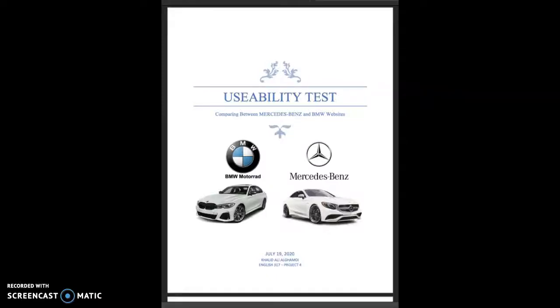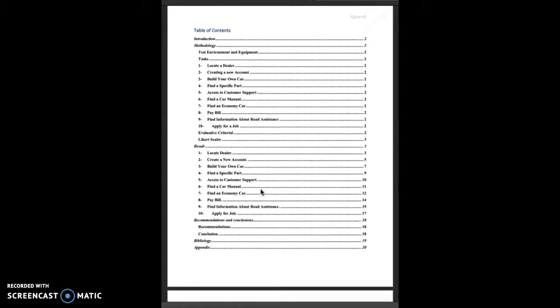I will talk about usability tests in a white paper. In this white paper, I will talk about comparing the Mercedes-Benz and BMW websites. Here I started with a table of contents that includes introduction, method and result, recommendation and conclusion, bibliography, and appendix.